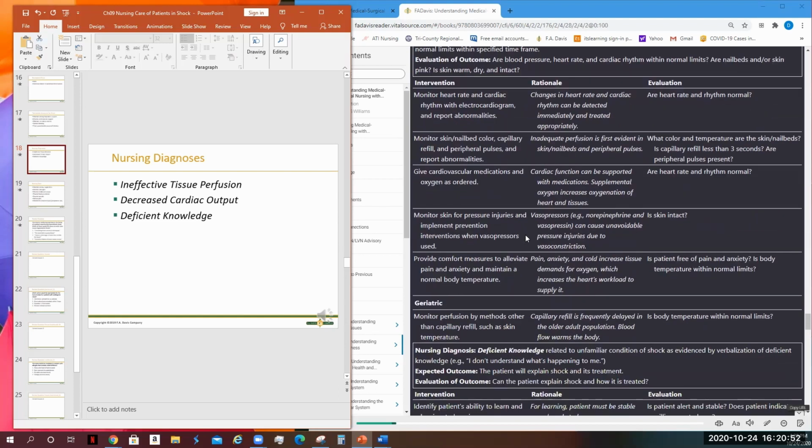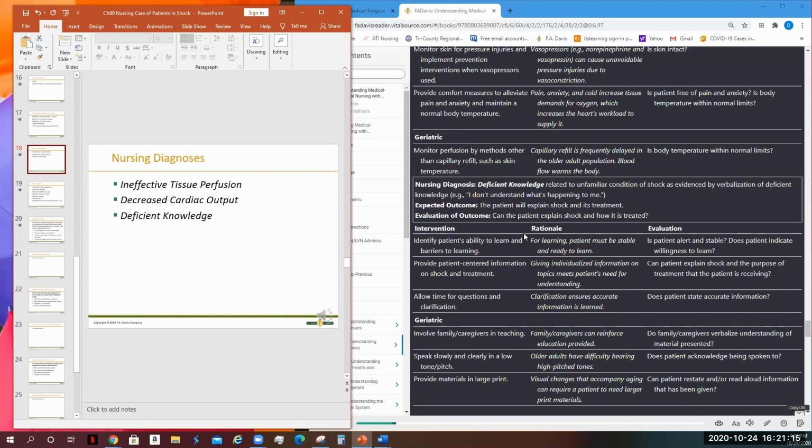Provide comfort measures to alleviate pain and anxiety and maintain a normal body temperature. Pain, anxiety, and cold increase tissue demands for oxygen, which increases the heart's workload to supply it. So, is the patient free of pain and anxiety? Is body temperature within normal limits? For geriatric patients, monitor perfusion by methods other than capillary refill, such as skin temperature, because capillary refill is frequently delayed in the older adult population. Blood flow warms the body. So, is the body temperature within normal limits?